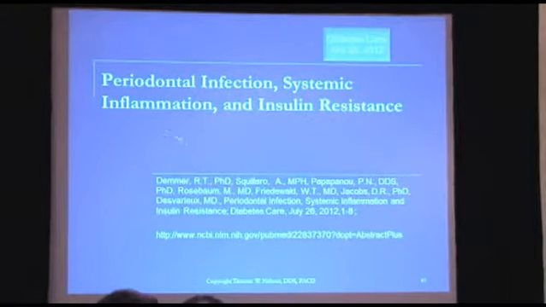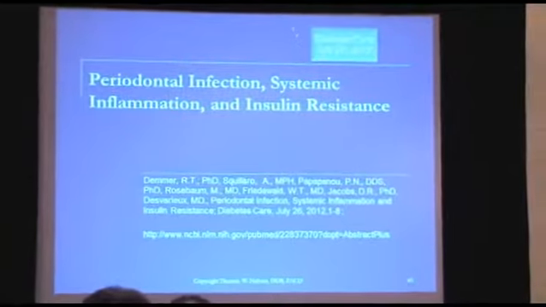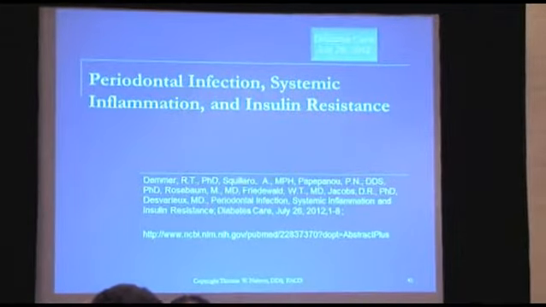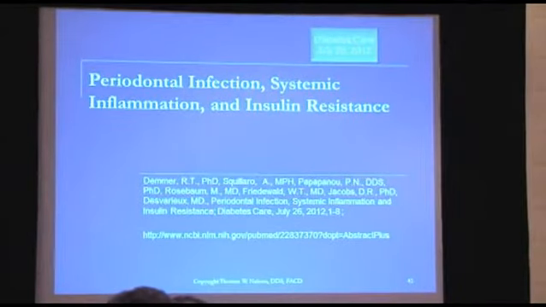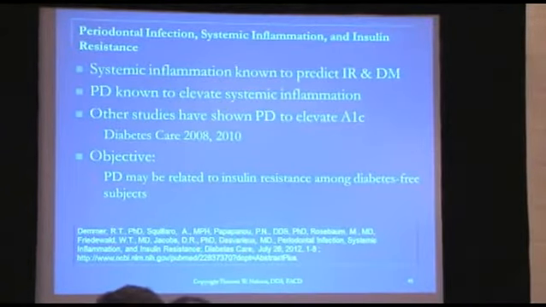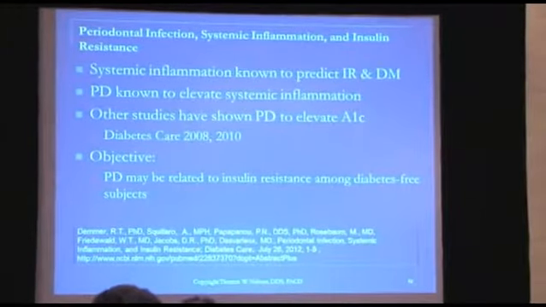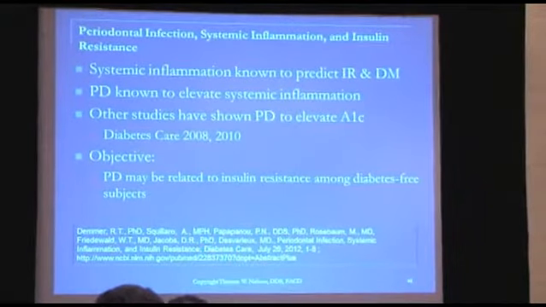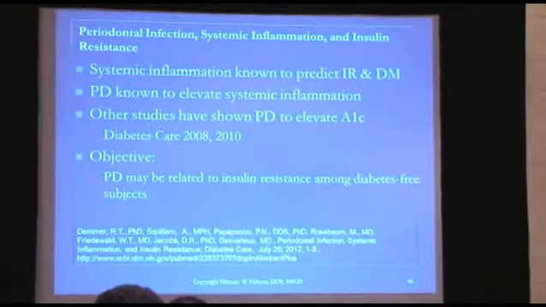This is another really interesting study that just published in Diabetes Care in July, and that is periodontal infection, systemic inflammation, and insulin resistance. We've talked about inflammation and insulin resistance today, and this particular study acknowledged that systemic inflammation is known to predict insulin resistance and diabetes, and that periodontal disease is known to elevate systemic inflammation. Other studies have shown that periodontal disease can increase A1C over a longitudinal study for as long as 20 years and actually can predict diabetes.